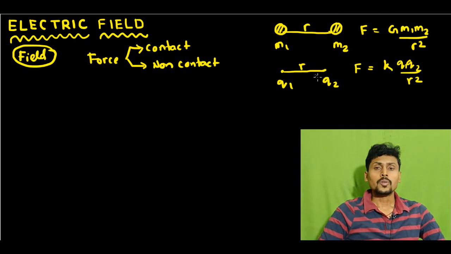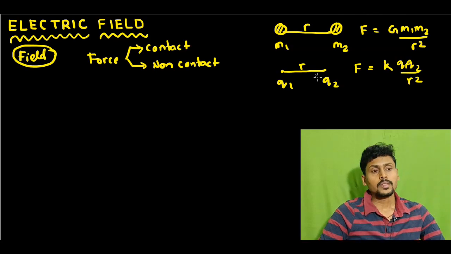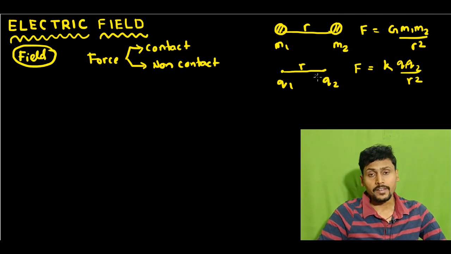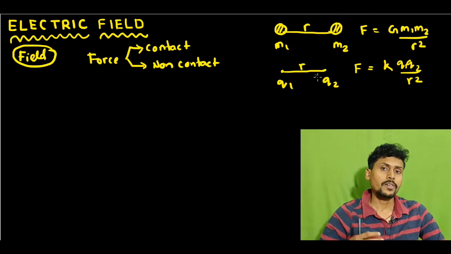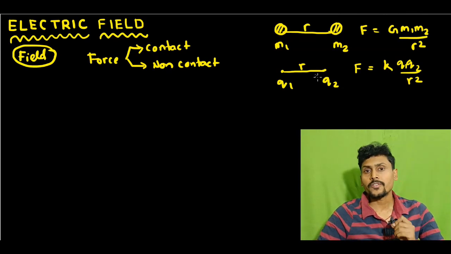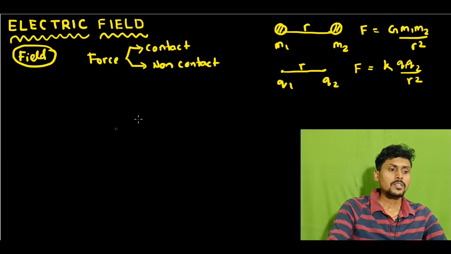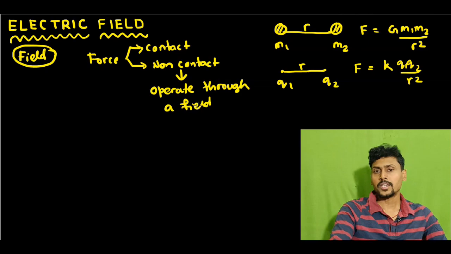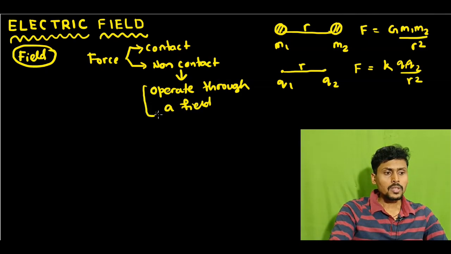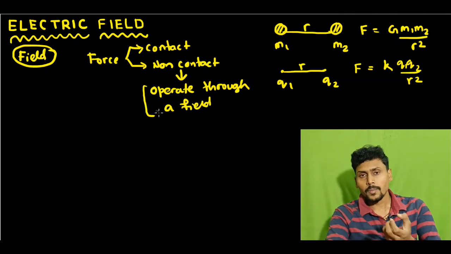The electric force, the gravitational force, the magnetic force, all these forces are non-contact forces. And remember that all these non-contact forces operate through a field. Is that clear? Now let us understand what is the meaning of this term field.